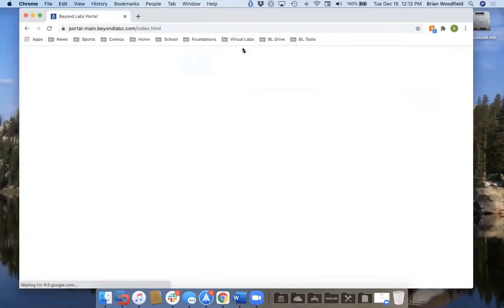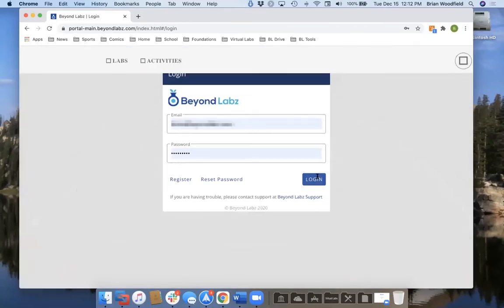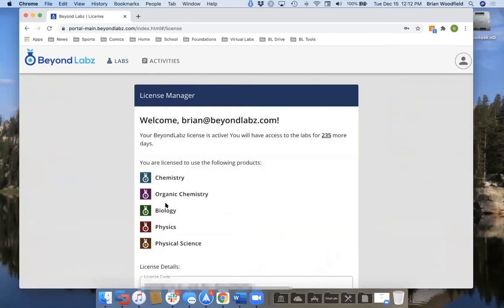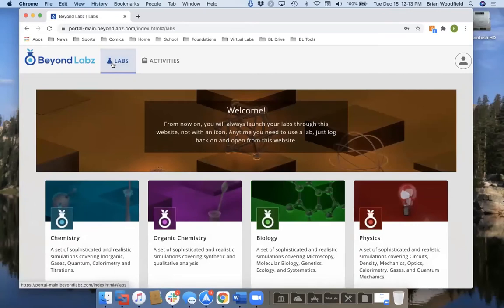At Beyond Labz, we have a portal. Students get licenses. We either sell blocks of licenses to schools or students purchase their licenses directly from our website. But in the end, there's a license. There's a link on our website that goes to portal.beyondlabz.com. They register and create an email address with a password and log in, and they'll get to this website here. When they first log in, we step them through a sign-up process where they put in their license code. Here's a license code that I have for mine. And so they'll be activated so that they can use the website.